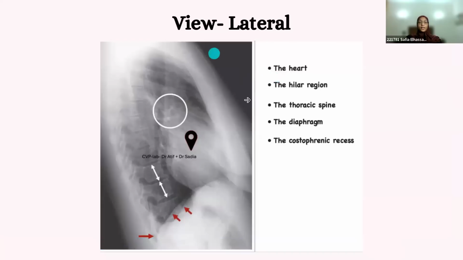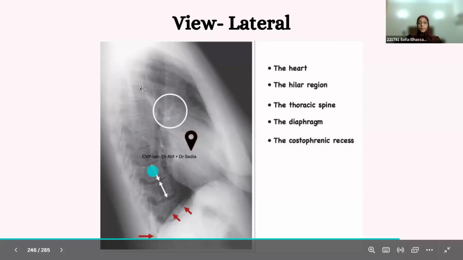And let's take a lateral view of it. So over here is the heart, and you have the hilar region, which is over here. You can tell that it is the hilar region because you have these little white dashes which show you where the blood vessels are leaving from. And then you also have the thoracic spine, which is made up of these vertebrae. You have the diaphragm, and here is the costophrenic recess.